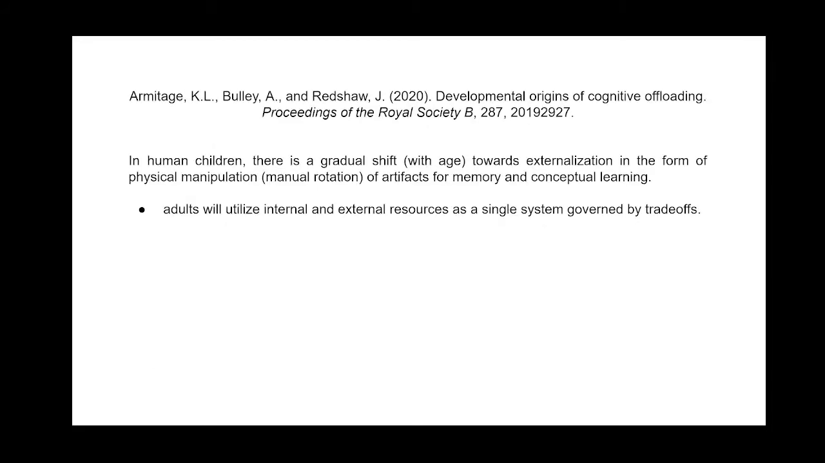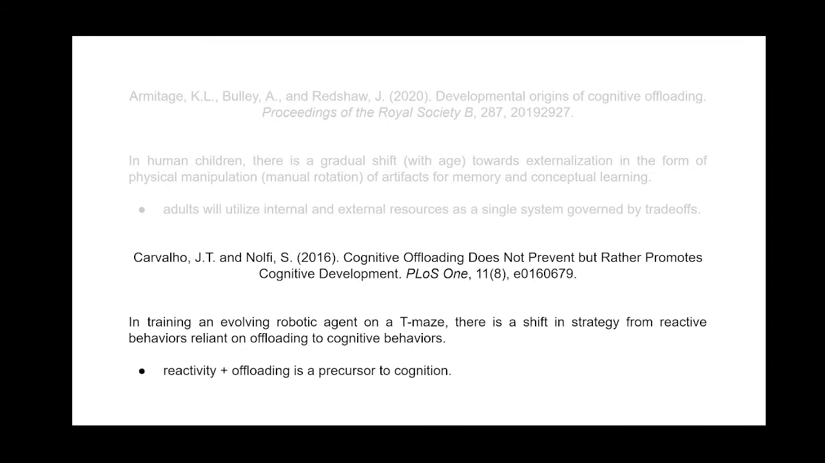So we'll take a couple of examples from the literature to show how people are approaching this. The first example is from developmental psychology, the developmental origins of cognitive offloading. And we find that in human children, there is a gradual shift with age towards externalization in the form of physical manipulation or manual rotation of artifacts for memory and conceptual learning. The second example is from agents, which is the paper Cognitive Offloading does not prevent, but rather promotes cognitive development. And what they do is they train a robot on a T-maze, and they use a genetic algorithm to sort of bootstrap cognition. And this is done by explicitly leaning on offloading.